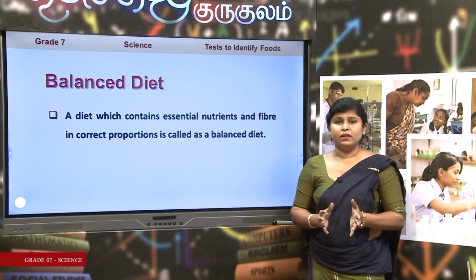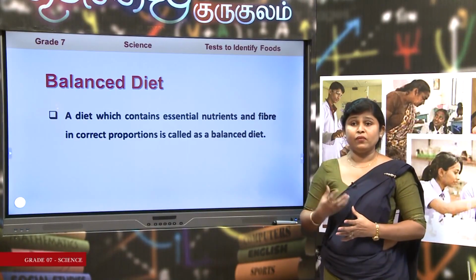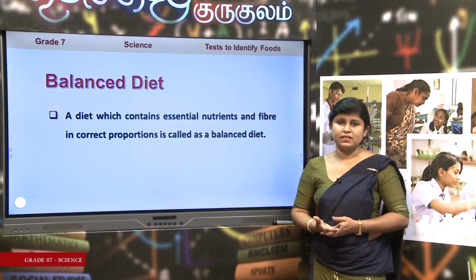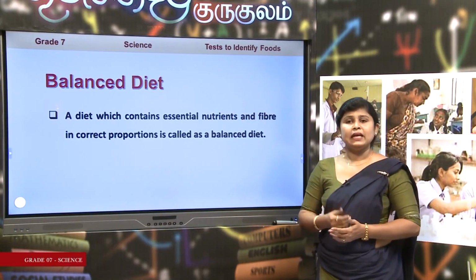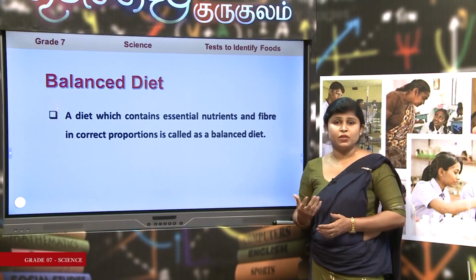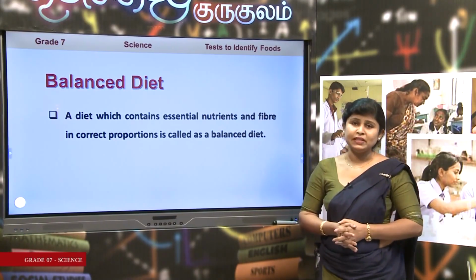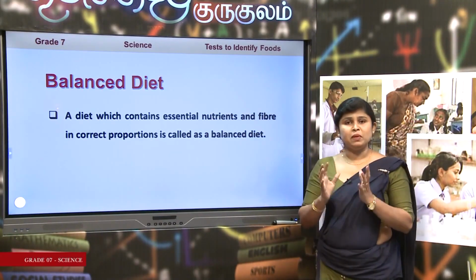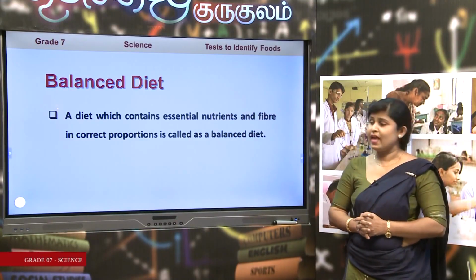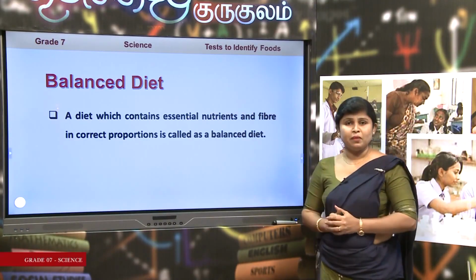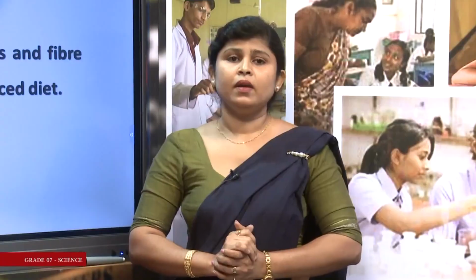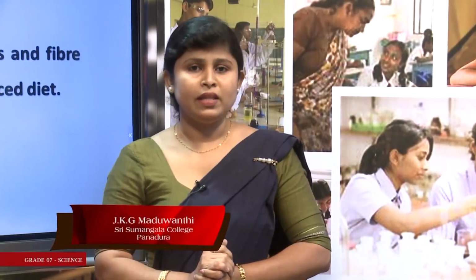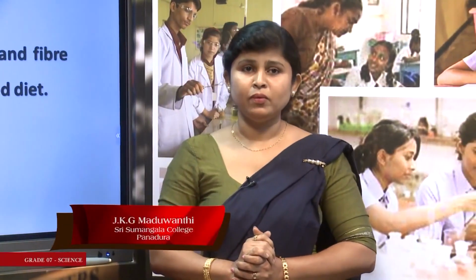A diet which consists of a large amount of proteins is not a balanced diet. A diet which consists of a large amount of carbohydrates is not a balanced diet. So, in a balanced diet, all the nutrients should be present in correct proportions as well as dietary fiber and water. Right. Now, I have done all the important parts of the unit.